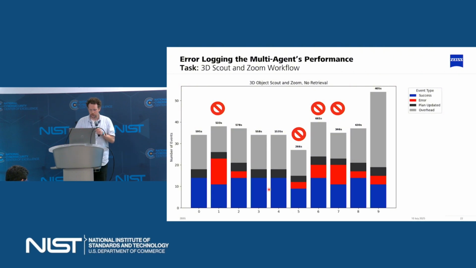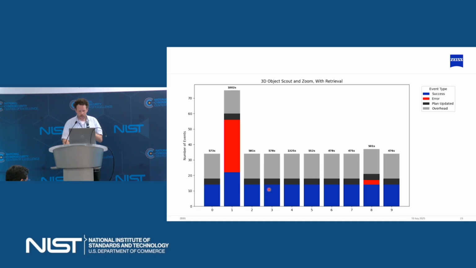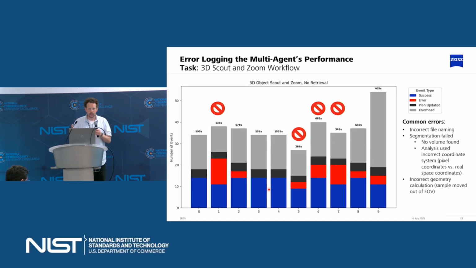Some of the common errors, like I said, incorrect file naming is a big issue with these multi-agents. I haven't given it a lot of context on segmentation, so it does fail on the segmentation and analysis tasks. In some cases, it doesn't find a sample at all. And another major issue I have is getting it to use the right coordinate systems, because if it doesn't, then the geometry calculations are kind of useless after that.